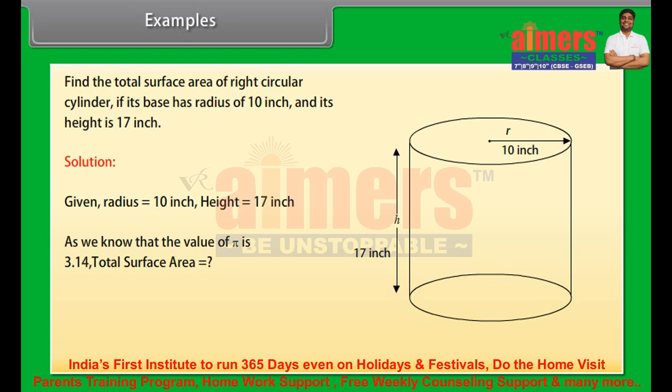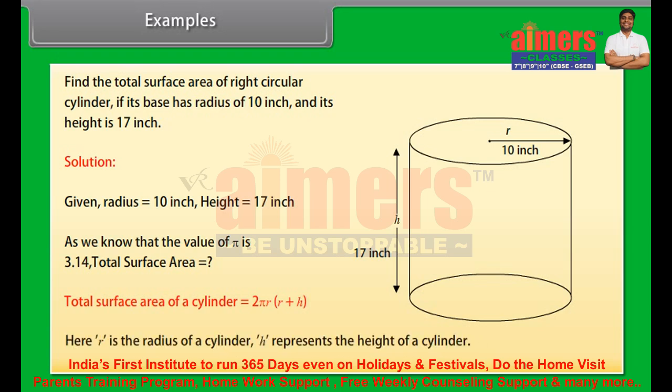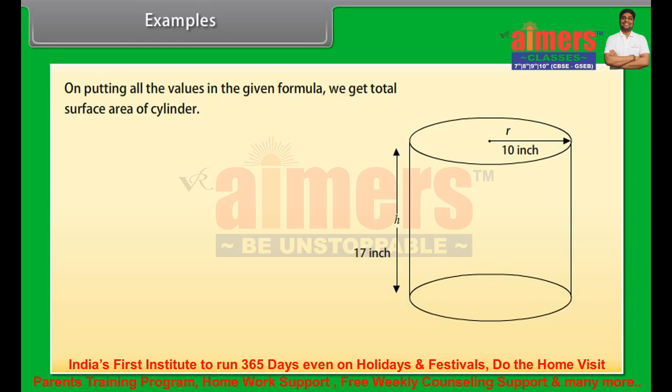We know that the formula for finding the total surface area of a cylinder is given by: total surface area of a cylinder is equal to 2 pi r into r plus h. Here r is the radius of a cylinder and h represents the height of a cylinder. On putting all the values in the given formula, we get the total surface area of the cylinder.